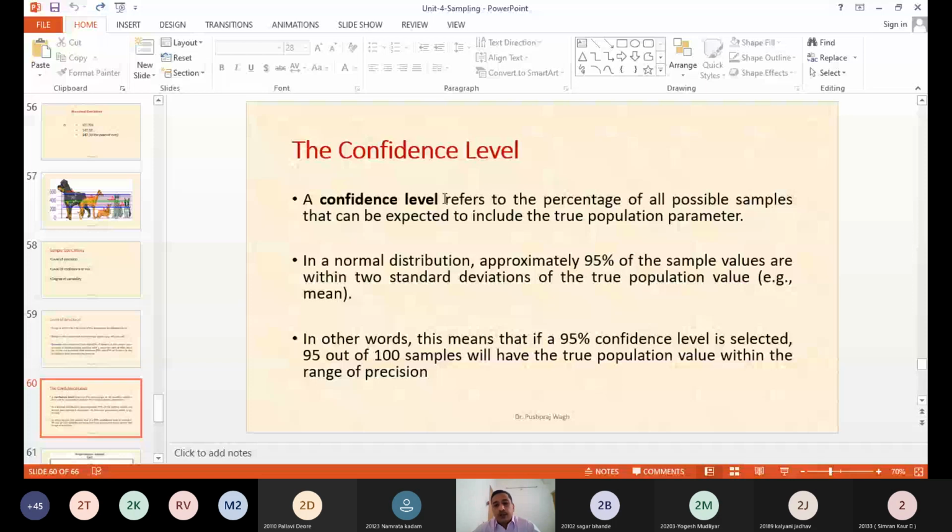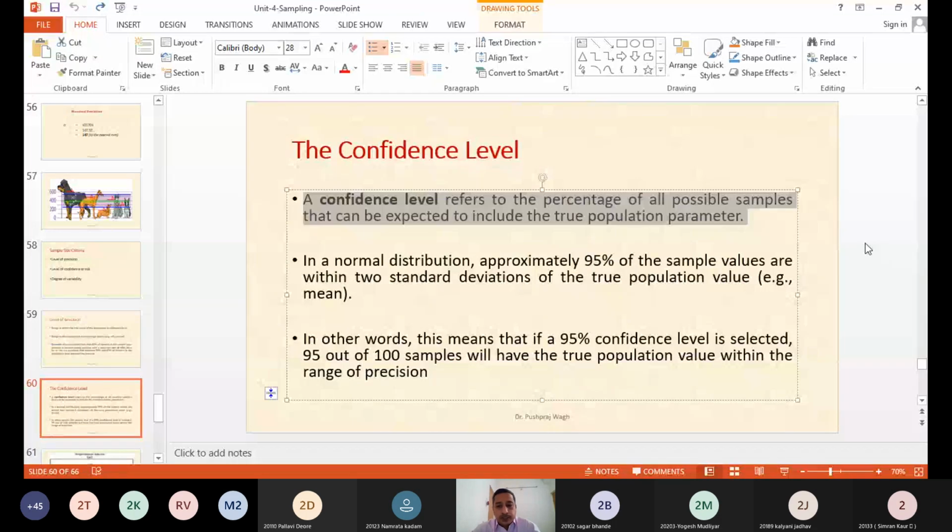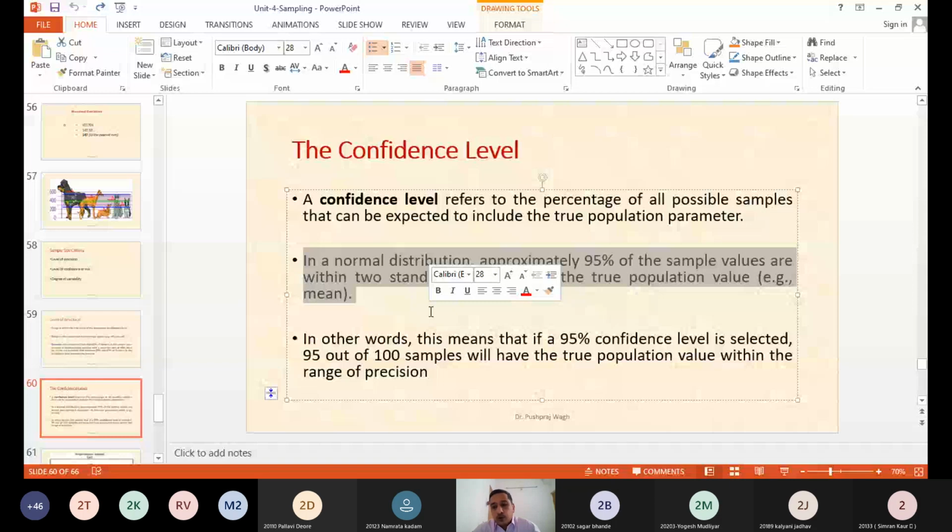So if we take repetitive samples from a particular population, confidence level is the percentage of all those possible samples that are expected to include the true population parameter. It is expected that the samples we have drawn from that population have that number which is representative of the population. In a normal distribution, approximately 95% of the sample values are within two standard deviations of the true population value.